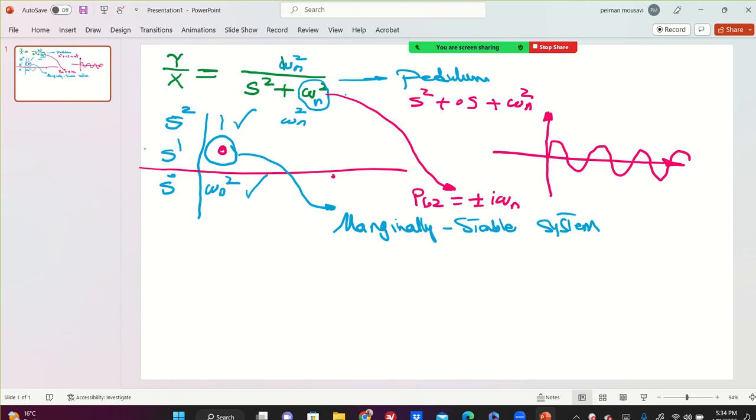So if you have only one 0 here, not a whole row of 0s, and above and below it is positive, no sign change, your system has a pair of complex conjugate poles, or a pair of pure imaginary poles. Okay?